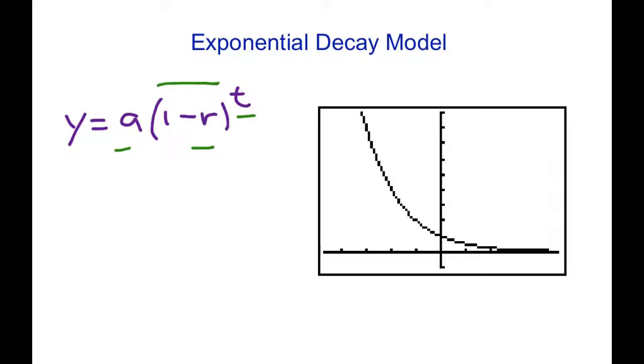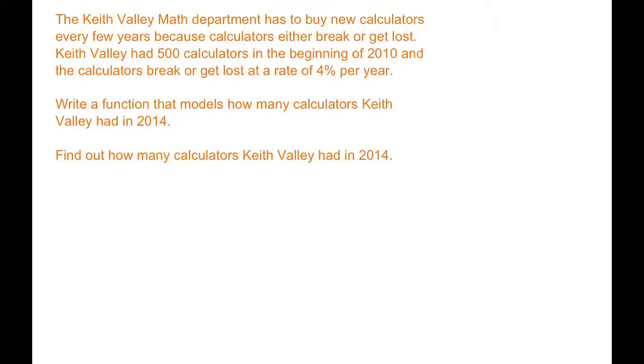All right, so this decay model, now we're talking about things decreasing. So it's starting up here, it's decreasing sharply, and then it levels off. So it's exponential decay, it's decreasing. All right, let's look at a problem.